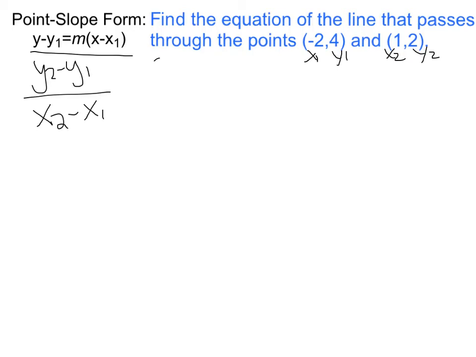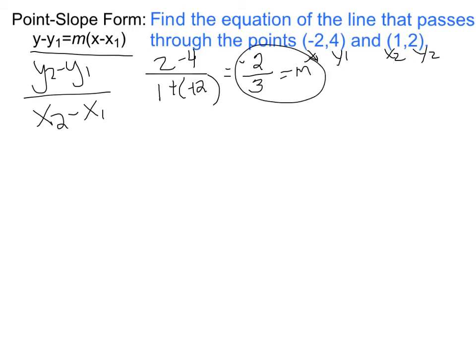You've got 2 minus 4 over 1 minus negative 2. We know those two negatives make a positive. So now you've got negative 2 over 3. So your m is negative 2/3. So you've got your m. It doesn't matter which point you choose. I'm just going to pick the first one because that's the one I always pick. My x is negative 2, my y is 4, and my m is negative 2/3.